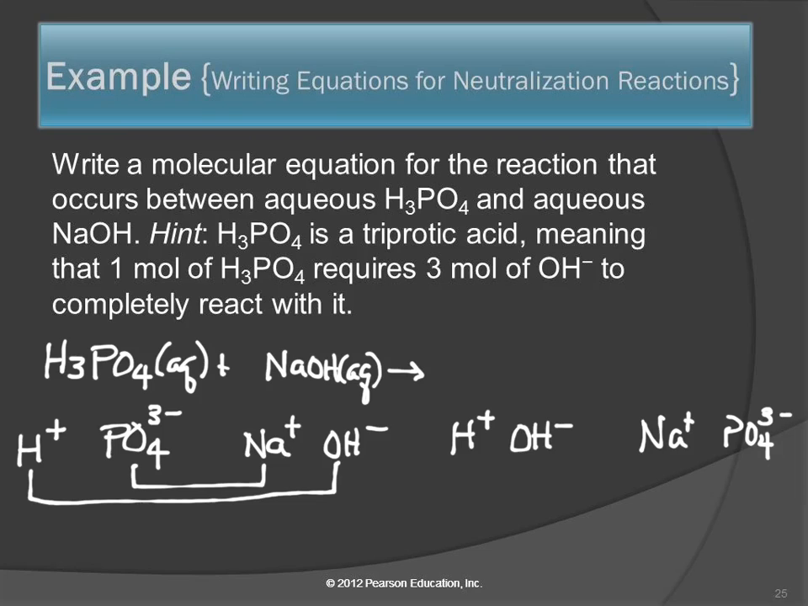Just switching partners. By writing these formulas underneath, I see the charges, and this helps me to write the formula for the compound that these two things would form. Now this one's going to be kind of funny, because if we look at that, we'd say, oh, well, one hydrogen ion and one hydroxide ion. And we'd say HOH. And then we look at that. Does that look a little strange? Yeah. It's H2O.